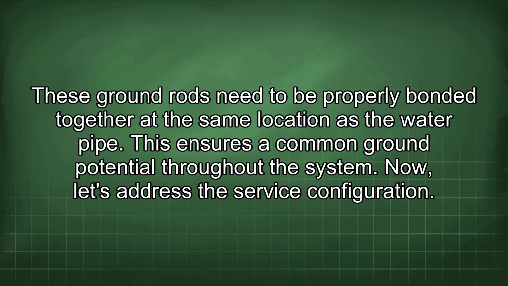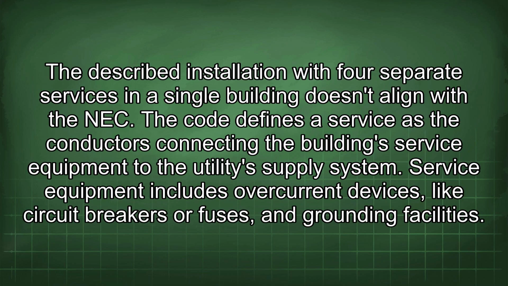Now let's address the service configuration. The described installation with 4 separate services in a single building doesn't align with the NEC. The code defines a service as the conductors connecting the building's service equipment to the utility supply system. Service equipment includes overcurrent devices, like circuit breakers or fuses, and grounding facilities.